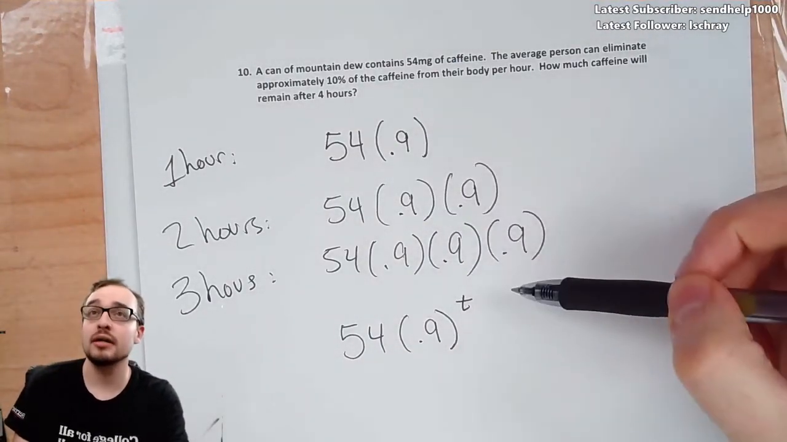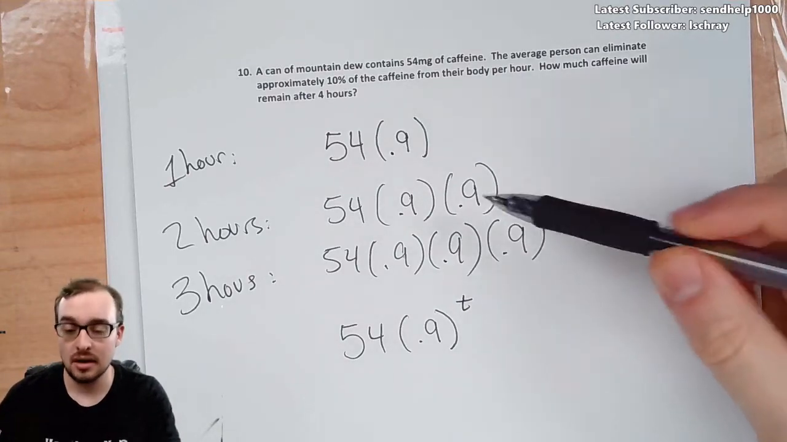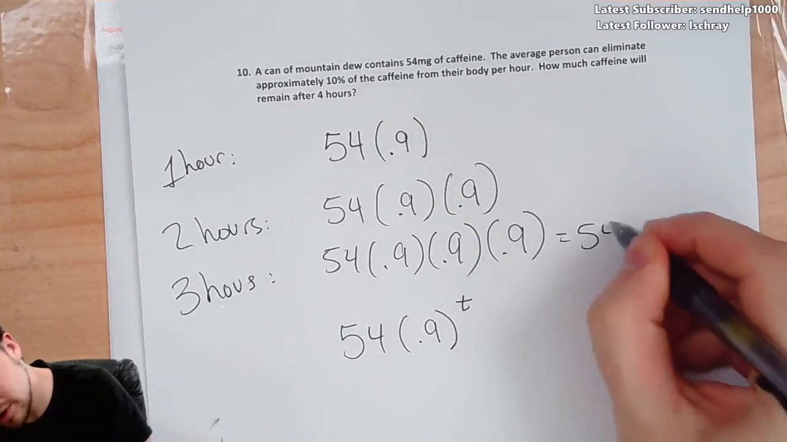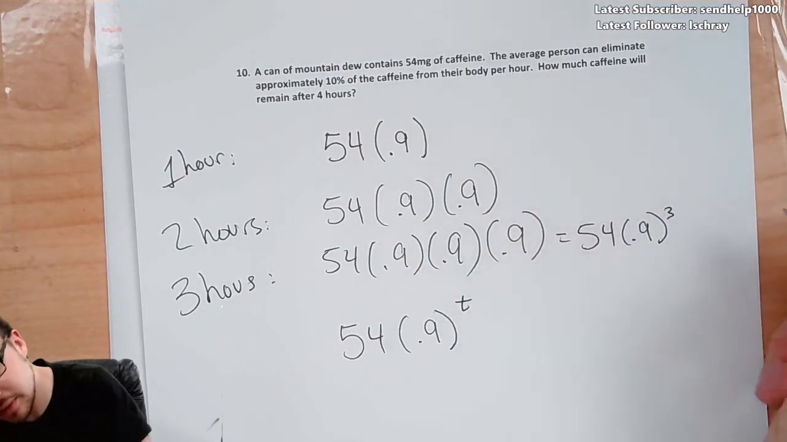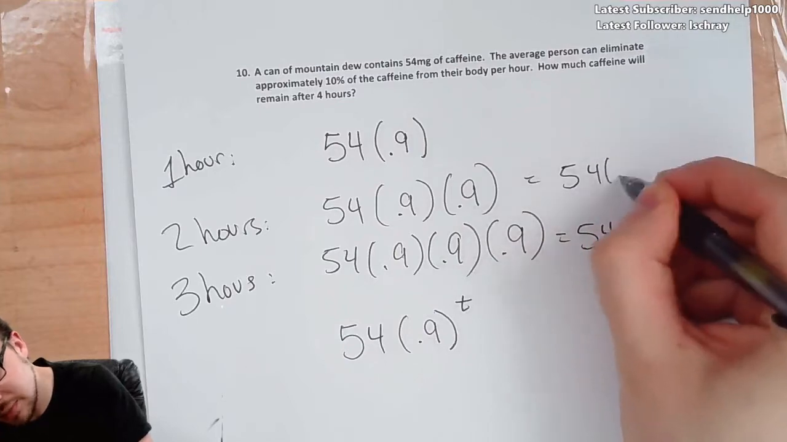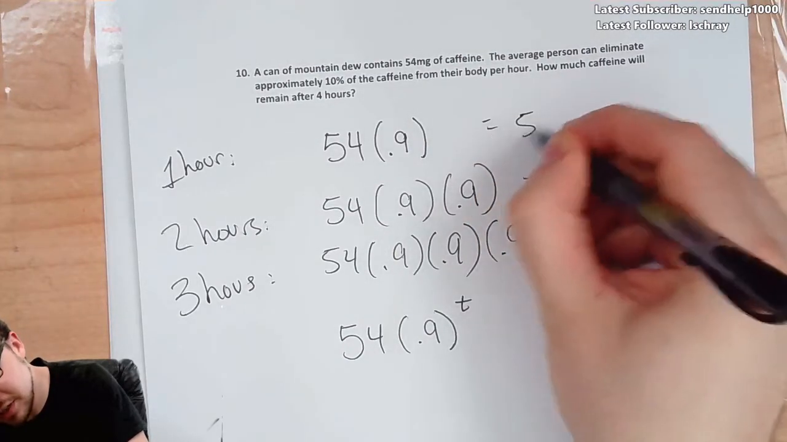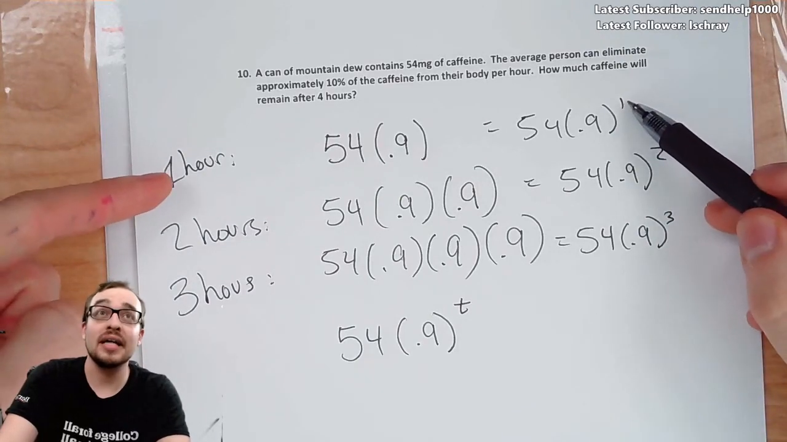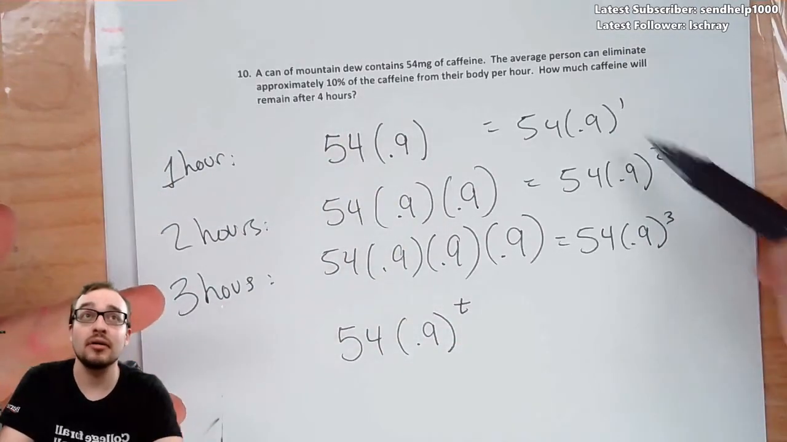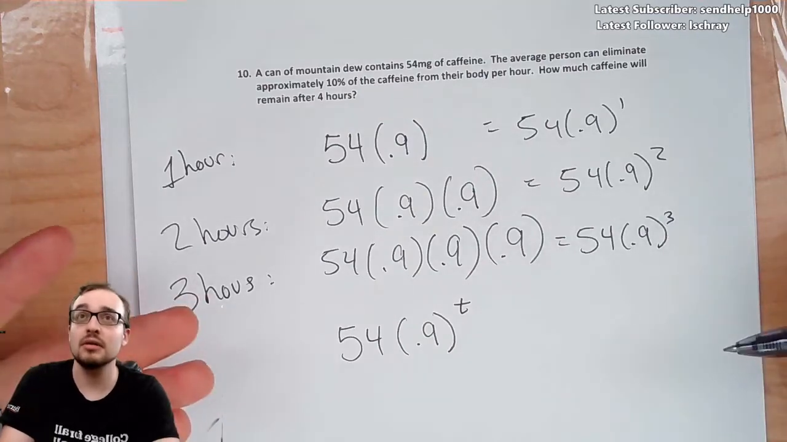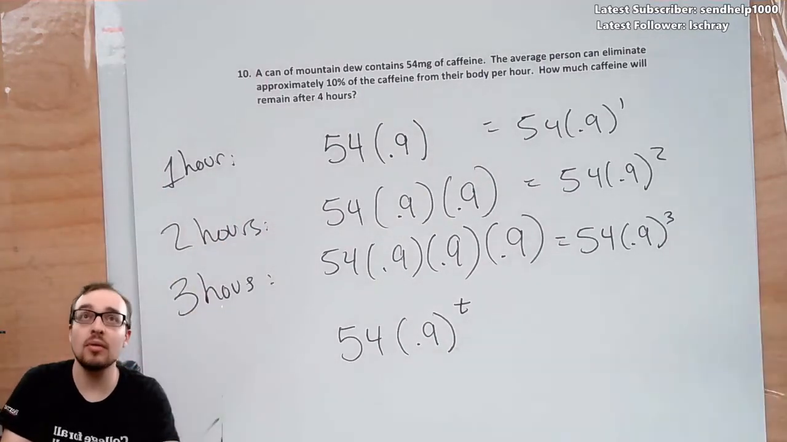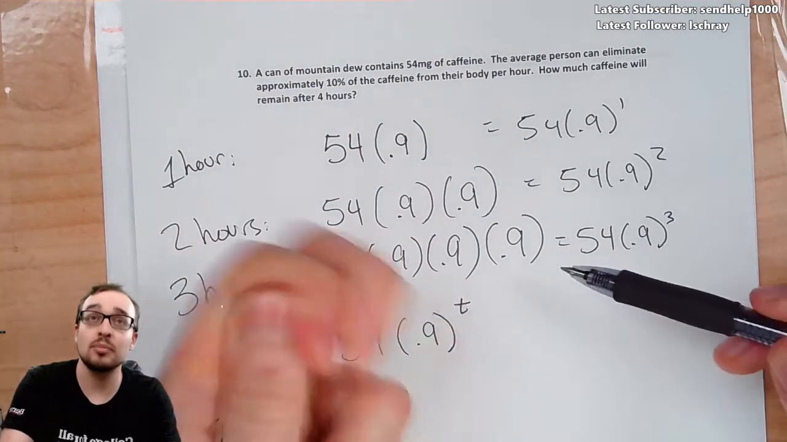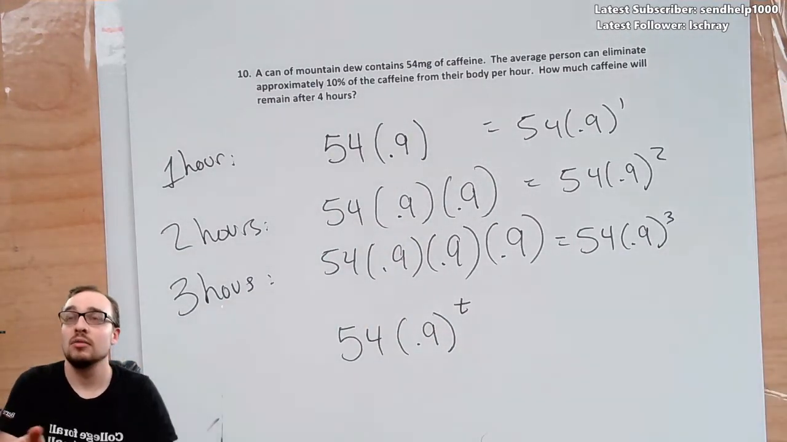Repeated multiplication, right? That's exponents. 0.9 times 0.9 times 0.9, that's just 54 times 0.9 cubed. This is 54 times 0.9 squared. This is 54 times 0.9 to the first. You see? However many hours go by is how many times you multiply it by 0.9, right? So there's your formula. You want 4? Plug in 4. 0.9 to the fourth. Take 0.9 every time. What is this going to look like?